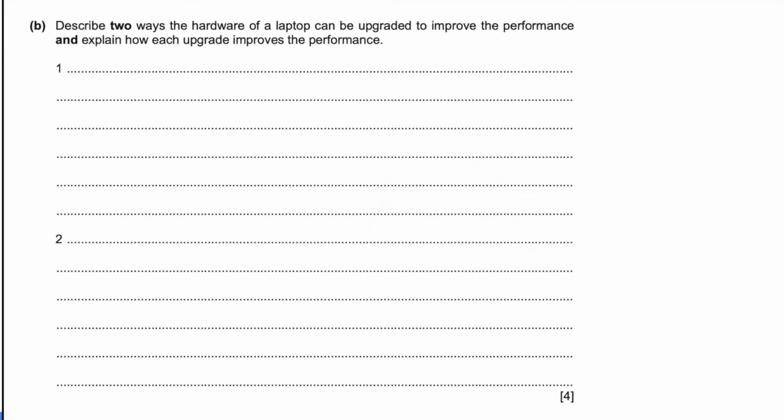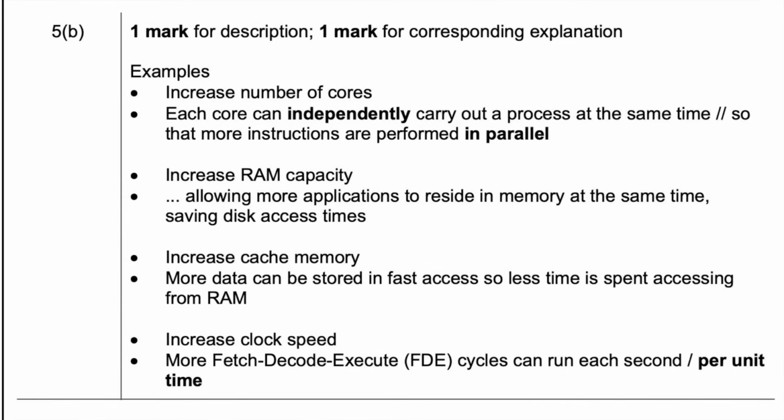Now, before we move on, I want to look at an A-level question that is based on the idea of performance. Describe 2 ways the hardware of a laptop can be upgraded to improve the performance and explain how each upgrade improves the performance. We're going to look at the mark scheme just for some examples. One is increasing the number of cores. Another is increasing RAM capacity, which we actually didn't talk about before.